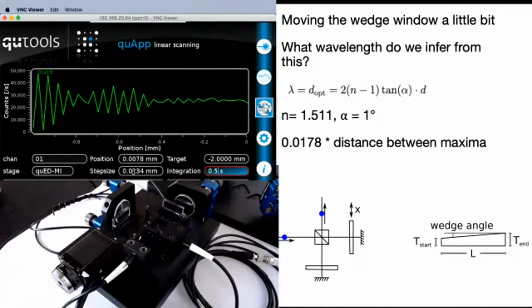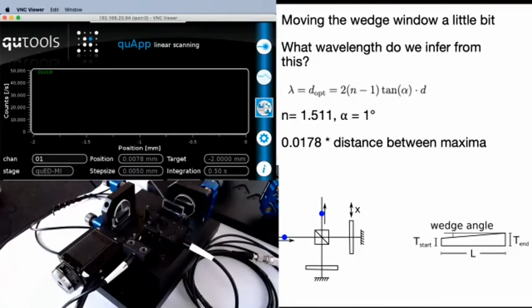Right, so I've just set the starting position, the target position, and the step size. And I've also set the integration time to a value that I think is a good one. And now we'll just have to wait for some time. Does anybody have an idea what will happen if we do this now?